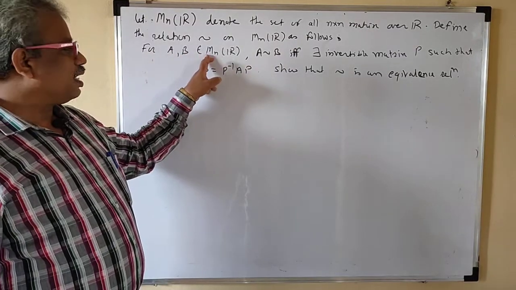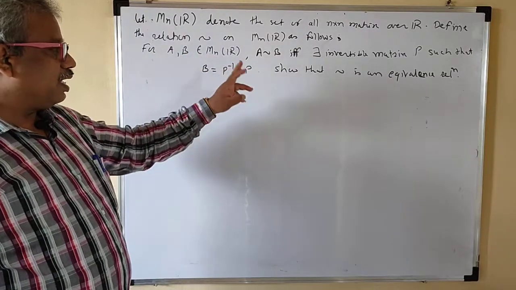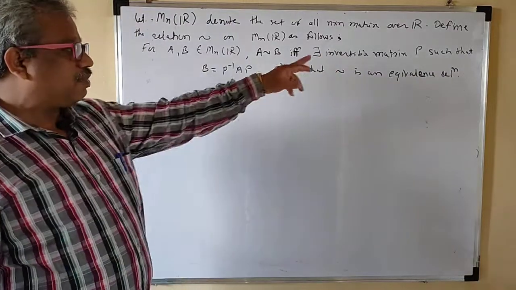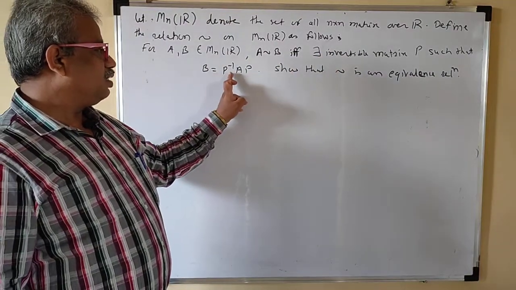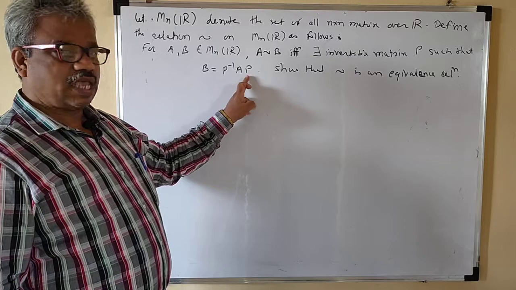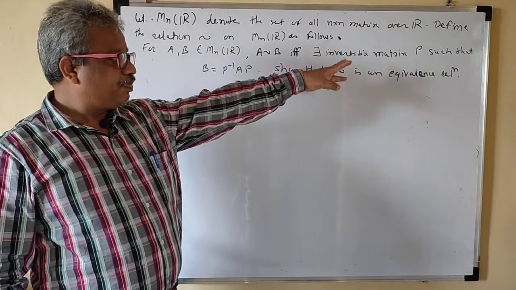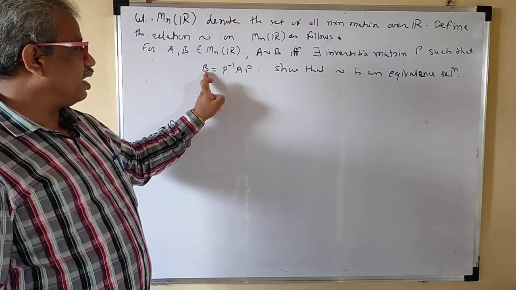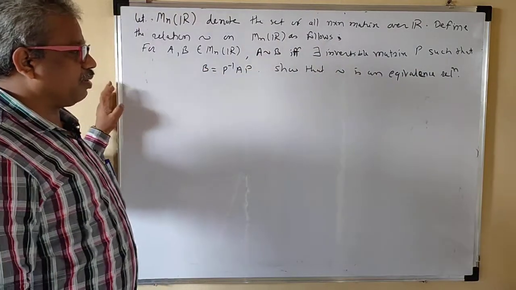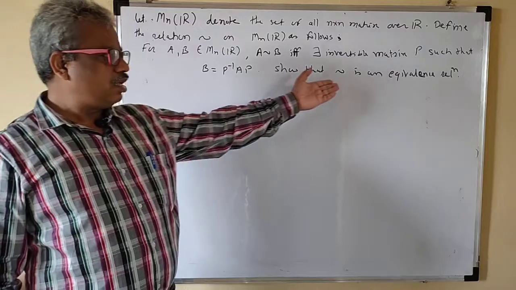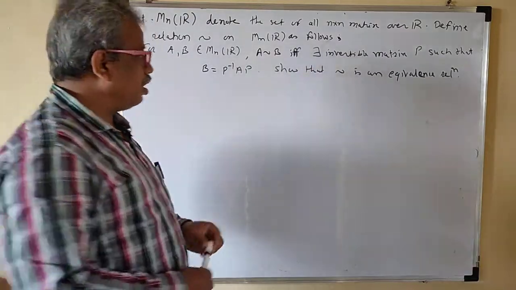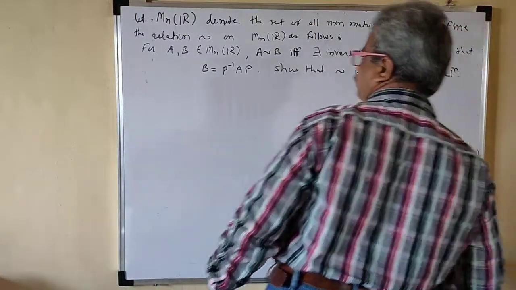A and B are two matrices in this set, and they are related if and only if there exists an invertible matrix P such that B is equal to P inverse A P. So A is related to B if there exists some invertible matrix P such that B is equal to P inverse A P. The question is to show that it is an equivalence relation. So we take the solution.